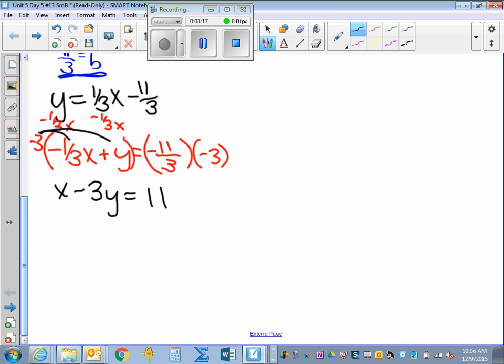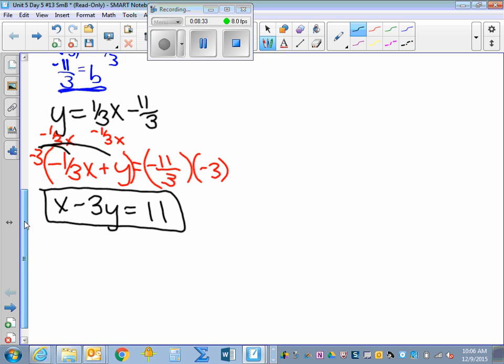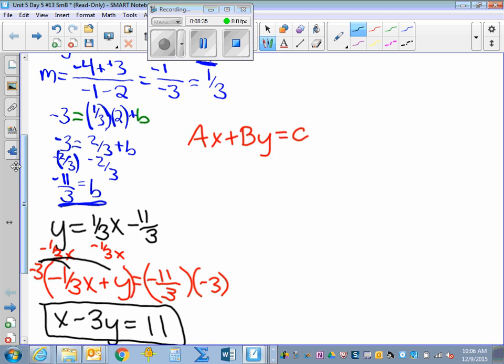So I have no fractions, no decimals, and my leading coefficient is positive, so we're good. Again, we had to first write our equation, then we can move it around to get standard form. So find your slope, plug in your slope, x and y to find your b, write your equation, and then we can move that for standard. Questions on that one? Good.